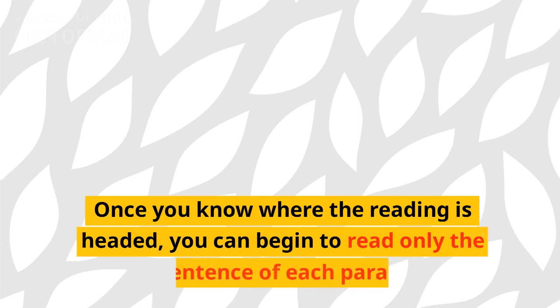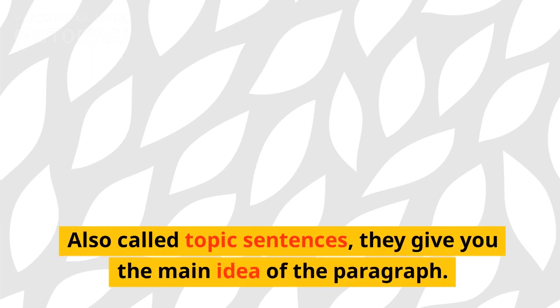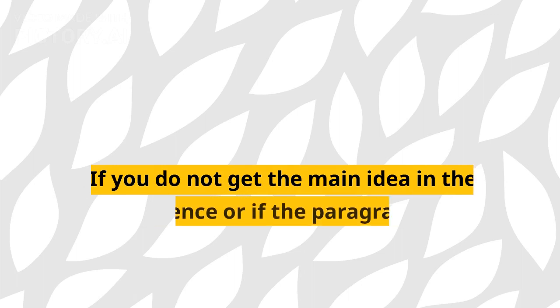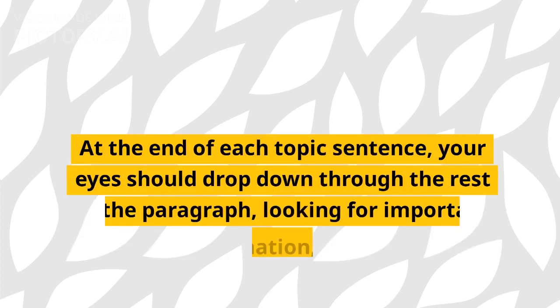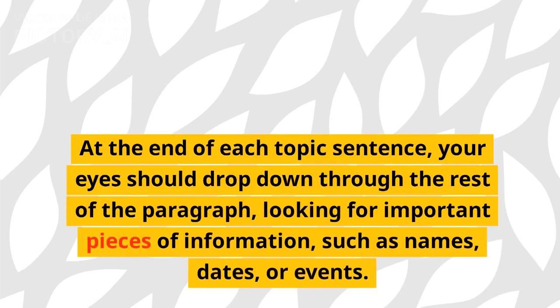Once you know where the reading is headed, you can begin to read only the first sentence of each paragraph. Also called topic sentences, they give you the main idea of the paragraph. If you do not get the main idea in the topic sentence, or if the paragraph greatly interests you, then you may want to skim more. At the end of each topic sentence, your eyes should drop down through the rest of the paragraph, looking for important pieces of information, such as names, dates, or events.